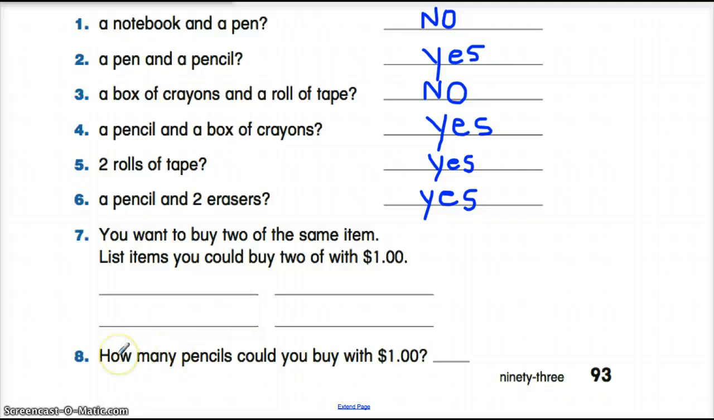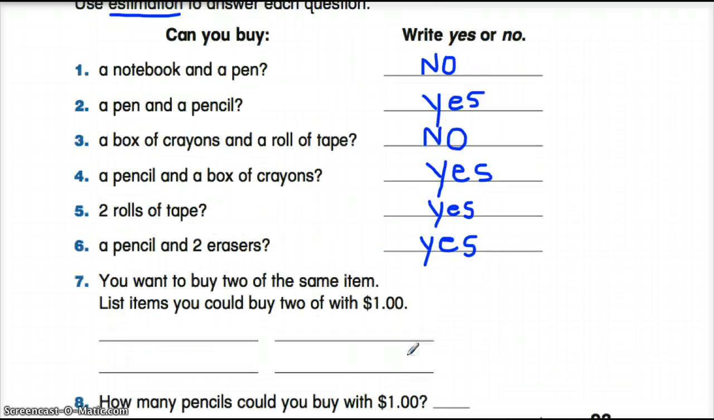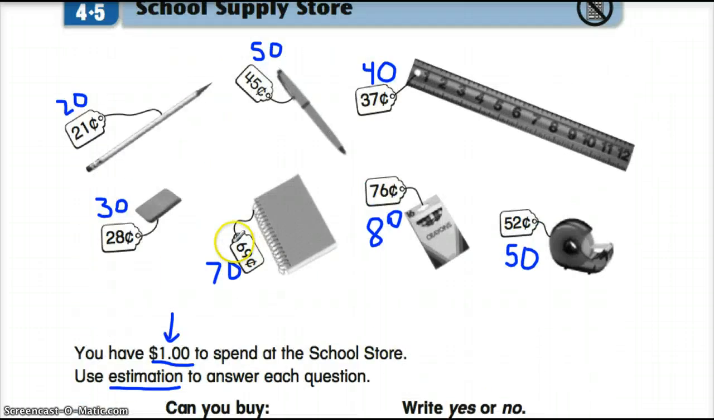Question number 8 says, how many pencils could you buy with $1? So let's go up to these pencils and find out how many pencils could you buy if you have $1? A great way to figure that out is to skip count using 20s. So if I'm going to put a mark every time we spend 20 cents, and you count it with me. Now remember, counting by 20s would be a lot like counting by 2s, just that we have to put a 0 at the end of each number.